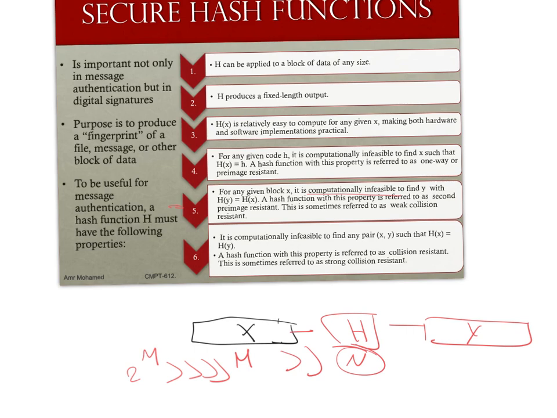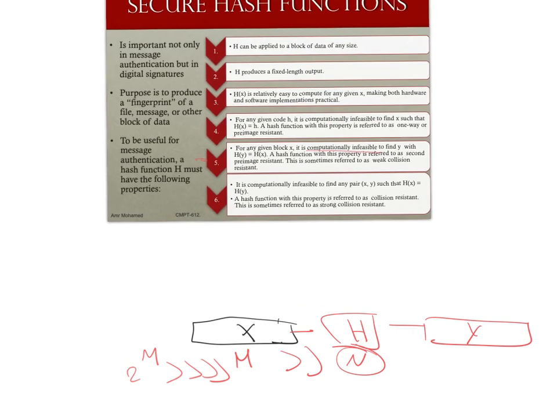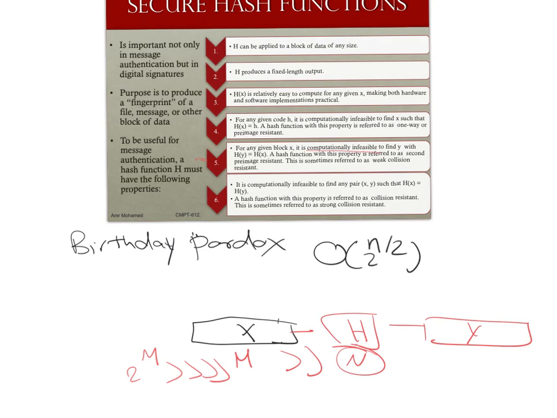Okay? Is that impossible? No, it's not impossible. In fact, there is a theory called the birthday paradox. Okay? So if I give you H, in any way, you can in fact find a message that has this H with a complexity of 2 to the power n divided by 2, such that n is the size of the message.